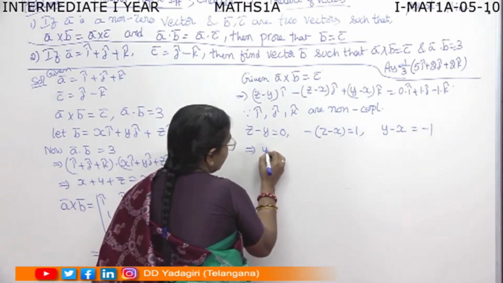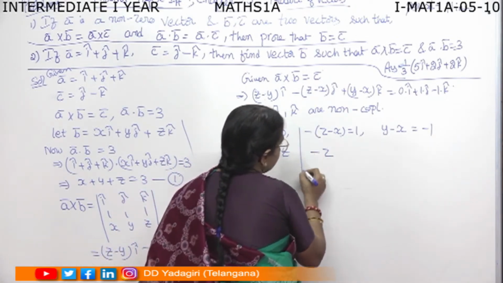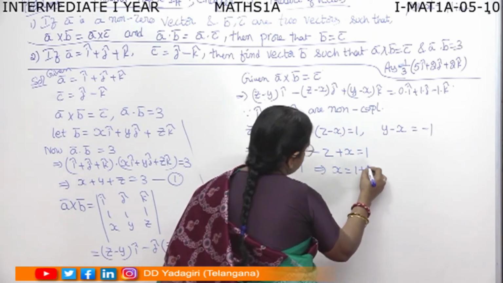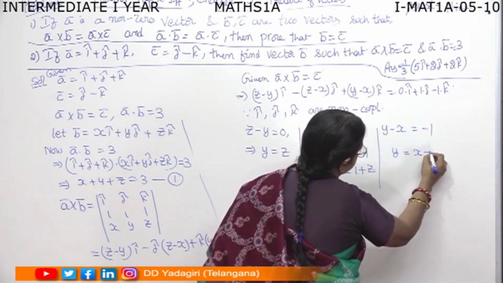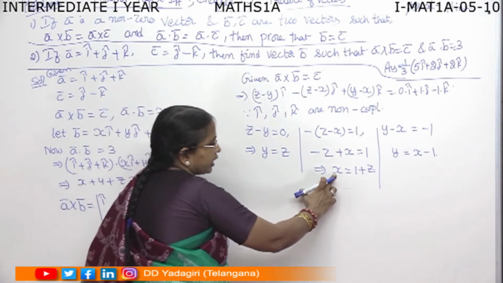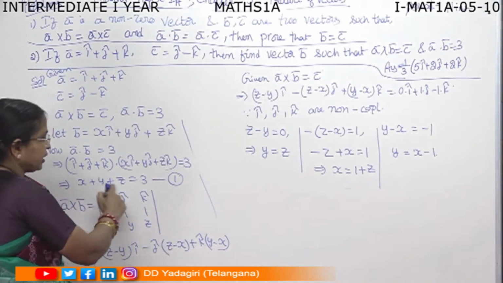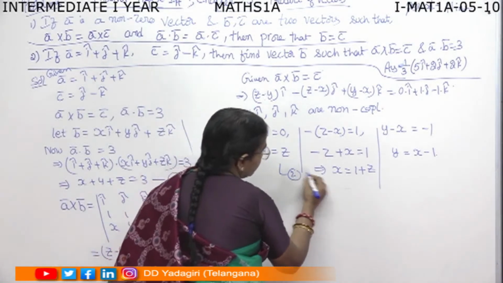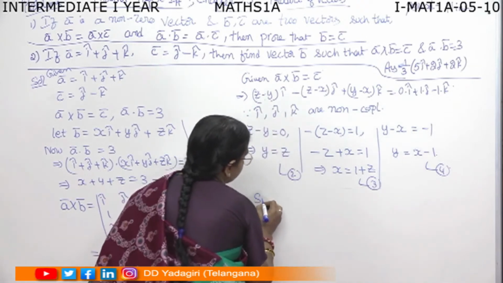So this means y is equal to z, and here you will get minus z plus x is equal to 1. So that means x is equal to 1 plus z, and here you will get y is equal to x minus 1. So these are the equations. Now you have y is equal to z and also x is 1 plus z. Both y and x are in terms of z. So we'll take these two equations and substitute to get z. I'll number this equation as 2, this as 3, and this as 4.